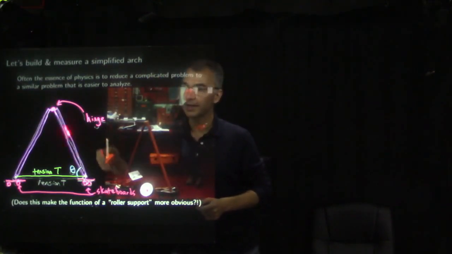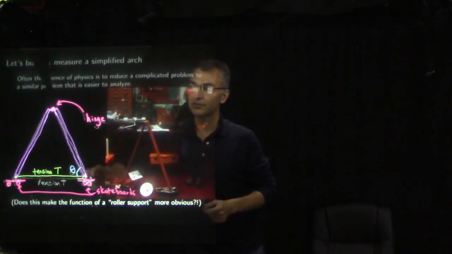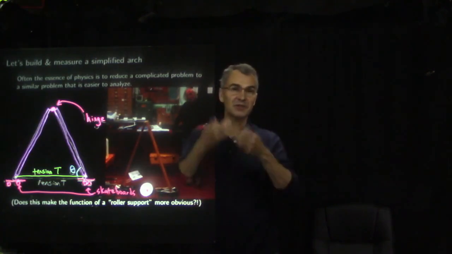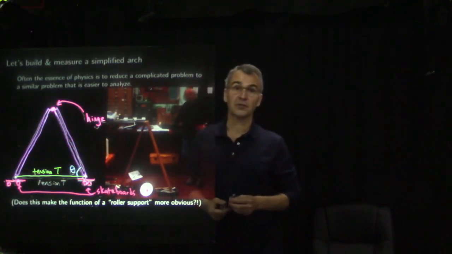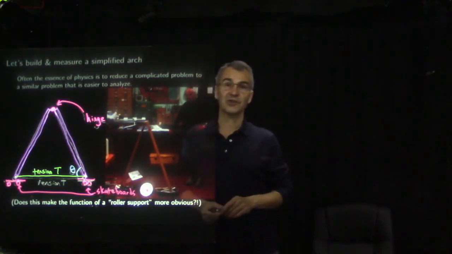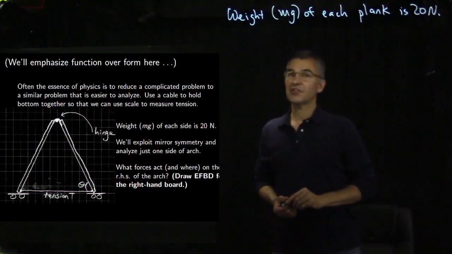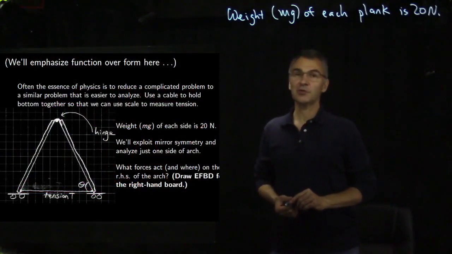So the only way that you can have the mirror image be the same as the original is if the vertical force is zero. That's a little bit of a sleight of hand, but it's a valid sleight of hand as long as we really do build this perfectly symmetrically, and it's a sleight of hand that allows us to solve the problem. So we will do what we need to do to solve the problem. So often the essence of physics is to reduce a complicated problem to a similar but simplified problem that is easier to analyze. So that's what we're doing in this model of an arch.